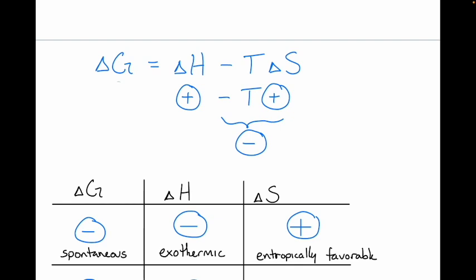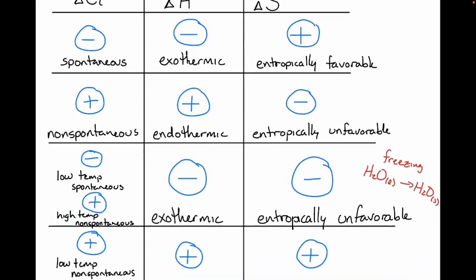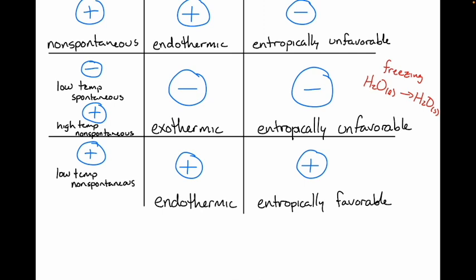But as the temperature goes up and up and up, and this negative term here gets bigger and bigger and bigger, eventually there will be a higher temperature reached where this reaction is spontaneous. So once you get to a high enough temperature, that entropy component takes over, and delta G is negative.